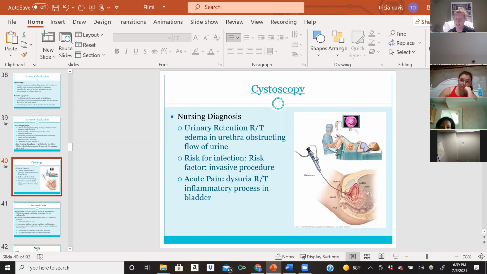Risk for infection, it's an invasive procedure. We're putting something directly inside the patient. And then acute pain, dysuria related to an inflammatory process in the bladder.